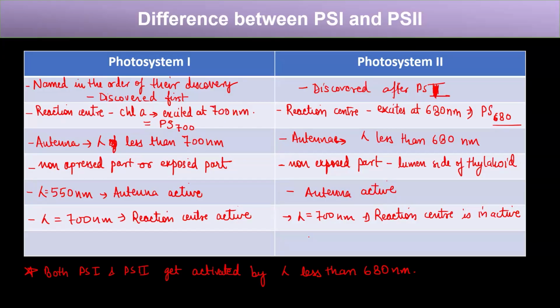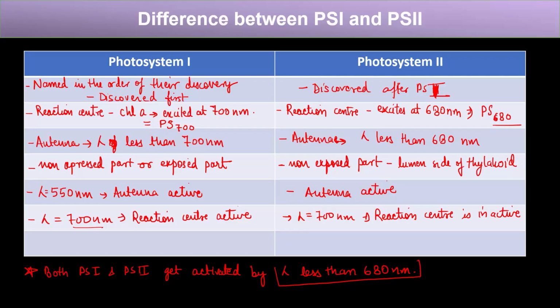Okay, so these are certain scenarios by which you can understand in what situation photosystem 1 and photosystem 2 will be active. The important point is, if you give light of wavelength less than 680 nm, both photosystem 1 and 2 will be active. But if you give light of wavelength 700 nm, only photosystem 1 will be active.